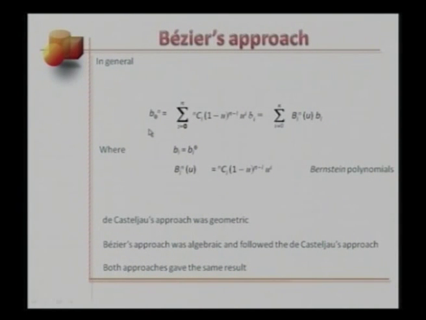If you look at this expression, b sub 0 super n equals the summation, i going from 1 to n, of capital B sub i super n, a function of u, times b sub i, the design point. This expression represents a Bezier curve of degree n. And in fact, both Bezier's approach and de Casteljau's approach give the same Bezier segment.